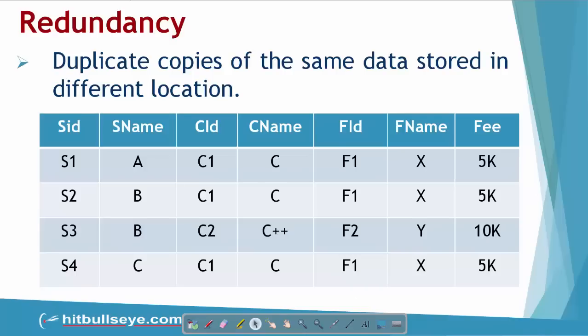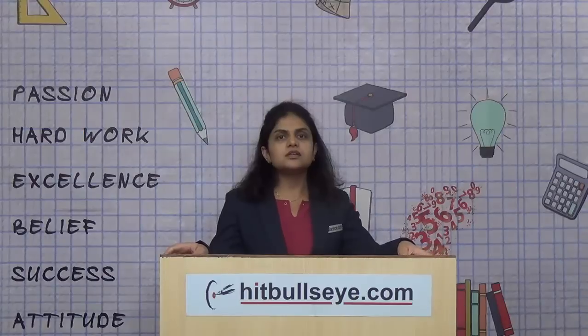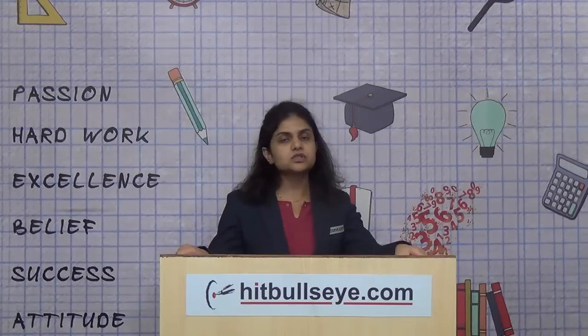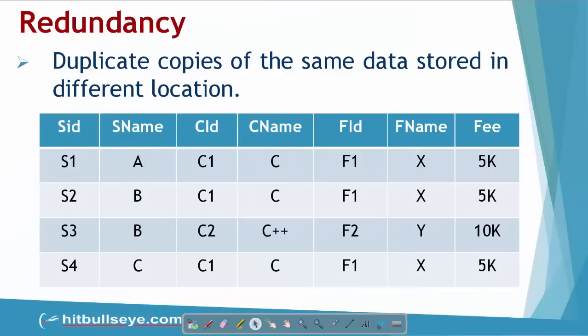First of all, let's understand what redundancy is. Redundancy is a duplicate copy of the same data which is stored at different locations. If we talk about this relation, the example on the screen, I have a student database of students who are enrolled in an institution with many different courses.